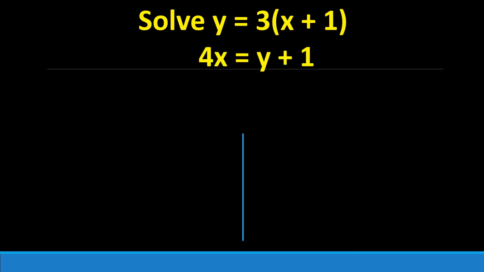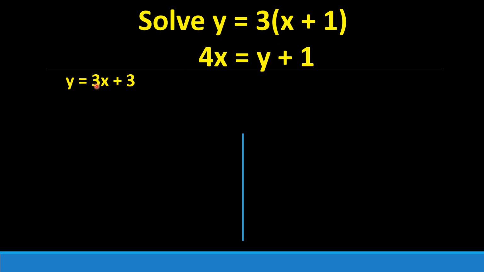Now let us consider a different question. Here it is to solve y is equal to 3 into x plus 1 and the second equation is 4x is equal to y plus 1. Let us consider the first equation. y is equal to 3 into x plus 1. So we have to multiply this 3 with this x plus 1. Hence we get y is equal to 3x plus 3. 3 into x is 3x and 3 into 1 is 3. So it is y is equal to 3x plus 3.